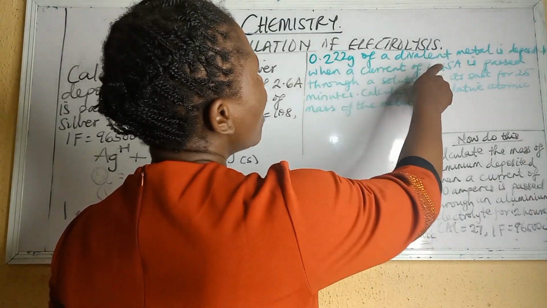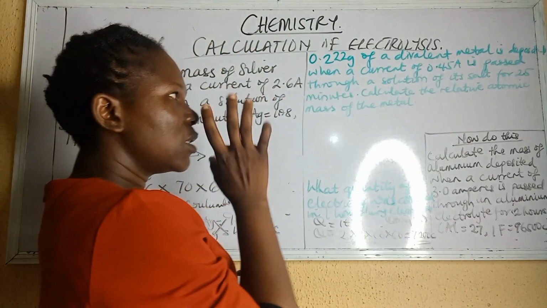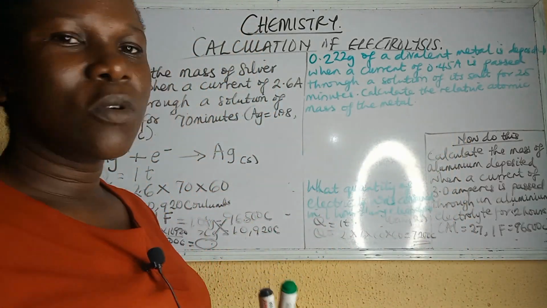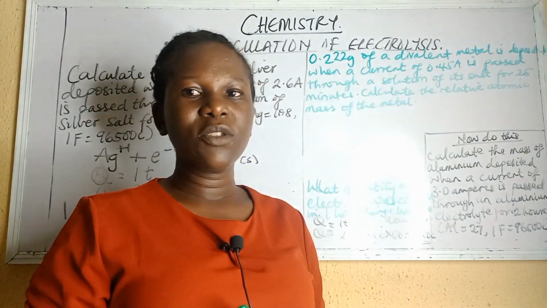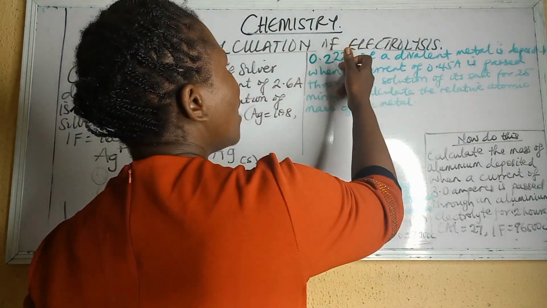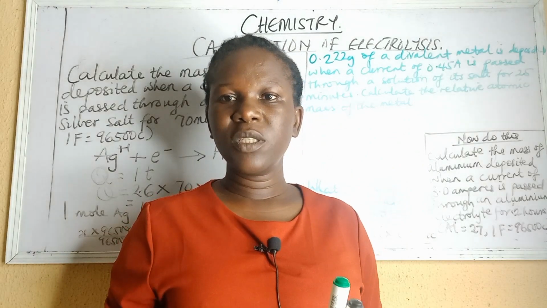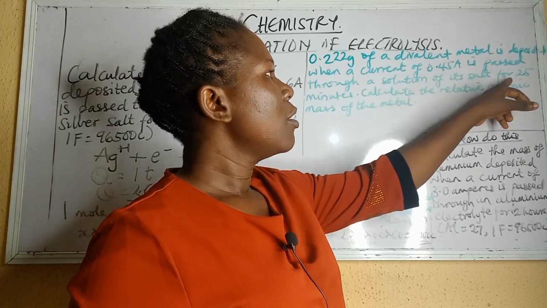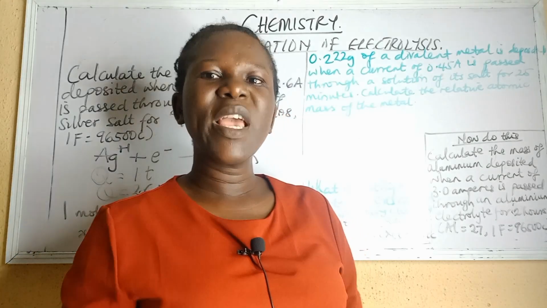So 0.22 gram of that metal was discharged when a quantity of electricity was passed through it. We have to calculate the relative atomic mass of the metal. They are asking us the question from the back, because if we get the relative atomic mass of the element, we already know the element. They've given us the mass of metal deposited and the quantity of electricity that passed through it. We can get that by multiplying 0.5 ampere with the time in seconds.